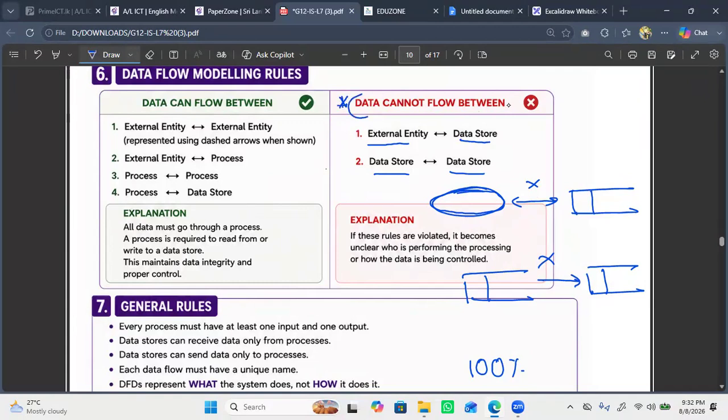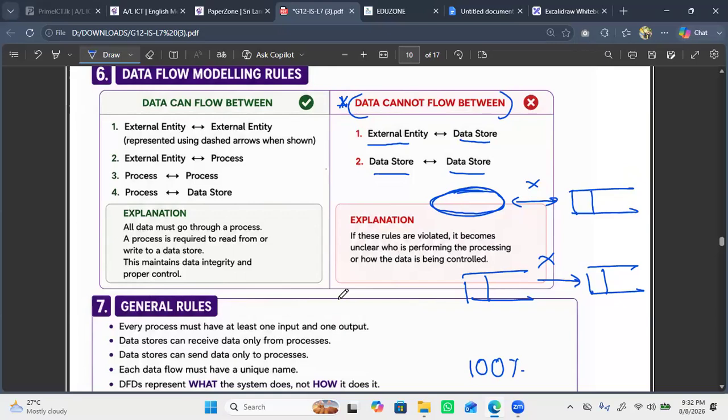Is this part clear? It is always asked as an MCQ question in your paper. Every year it's asked. That's why I told this one. Is it clear now? Drop me a message. Data cannot flow directly between external entities and a data store, or from data store to data store. These two things you should remember.